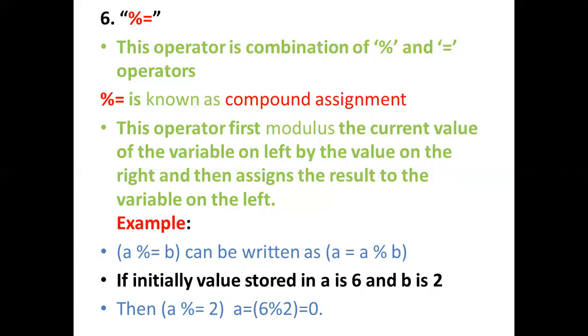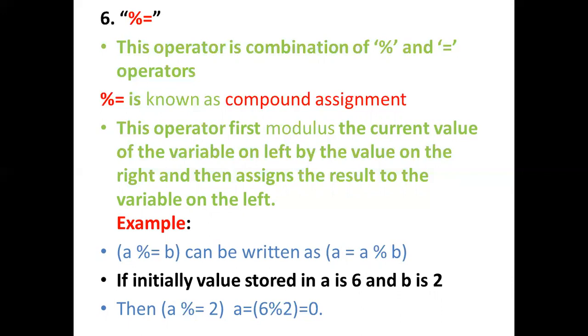Next one is mod equal to. This operator is a combination of mod and equal to operators. The mod equal to is known as compound assignment. This operator first takes the modulo of the current value of the variable on left by the value on the right and then assigns the result to the variable on the left. For example, A mod equal to B can be written as A equal to A mod B.